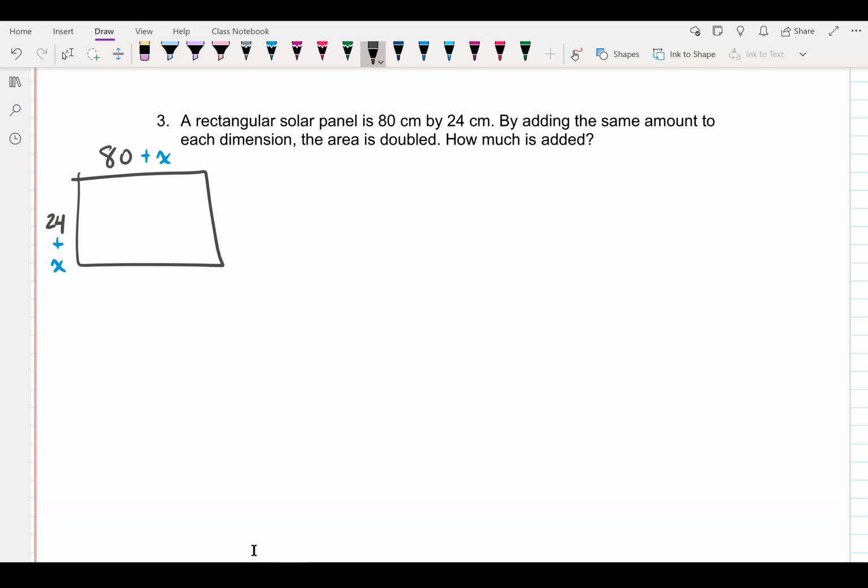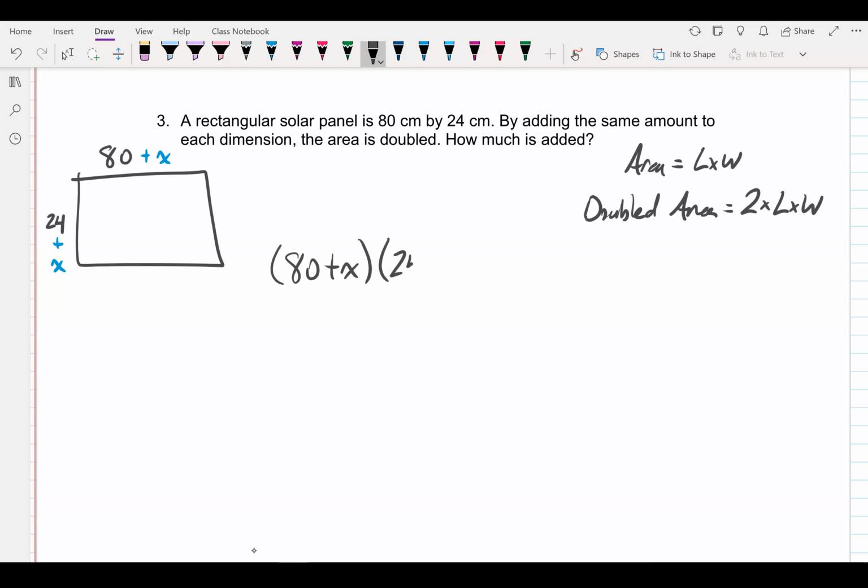Tricky one. Let's see, the area in the end. Area is normally length times width, right? But if we double the area, it's going to be 2 times length times width. So let's see if we can piece all this together. It says by adding the same amount to each dimension, the area is doubled. How much was added? Let's set up the area formula. So, one dimension, 80 plus x. Another dimension, 24 plus x equals double the original area.